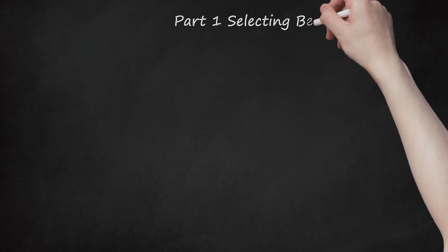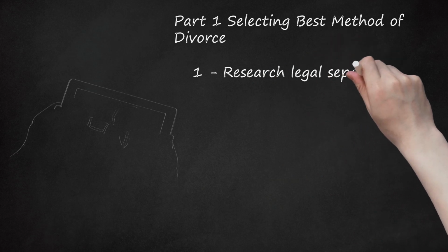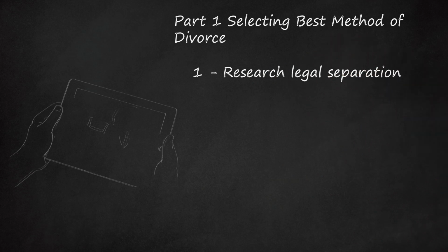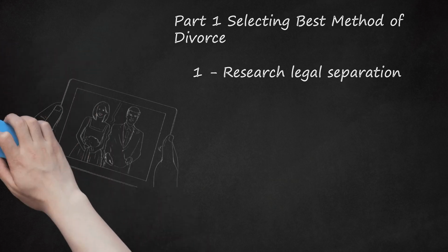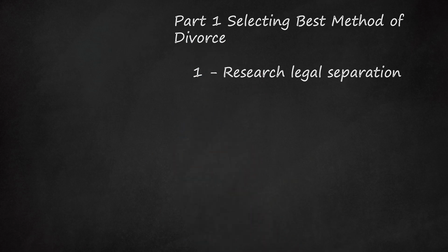Part 1. Selecting the best method of divorce. 1. Research legal separation. Legal separation, when a couple lives apart and formalizes their separation, is not a divorce. However, in some states, couples must be legally separated for a certain time period in order to file for a no-fault divorce. A legal separation may be formalized in a written document or by court order. Determine your state's laws about legal separation. State-specific laws regarding separation can be found here.